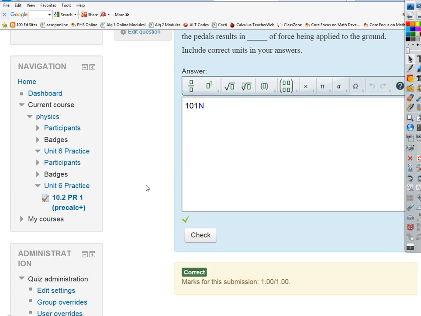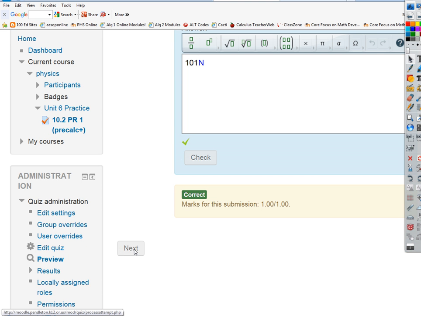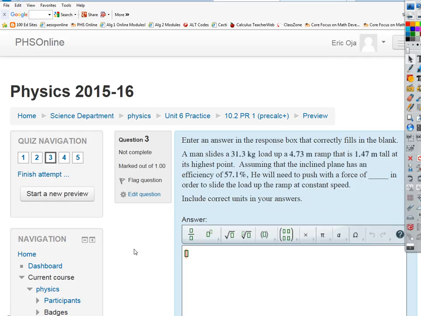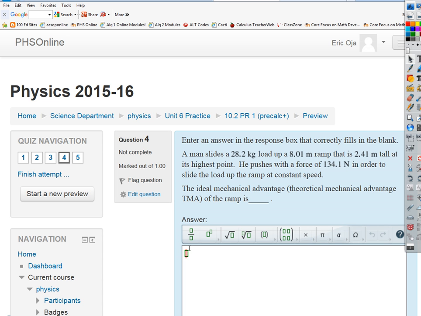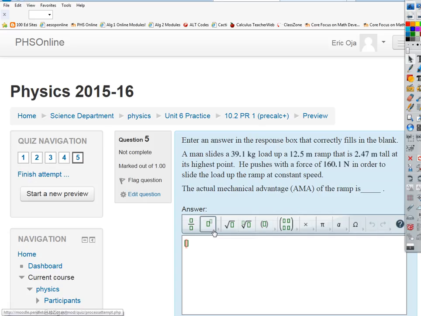So let's try the next one. Do you want to do this one or do you want to skip up? Let's just look at all of them. So this is sliding up a ramp, determining pushing force. This is sliding up a ramp, determining ideal mechanical advantage. Actual mechanical advantage. Was there one that could have asked you for efficiency too? I can't remember. Okay, so I fixed them.